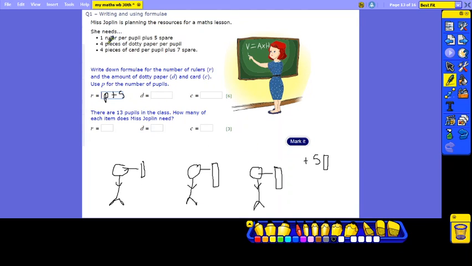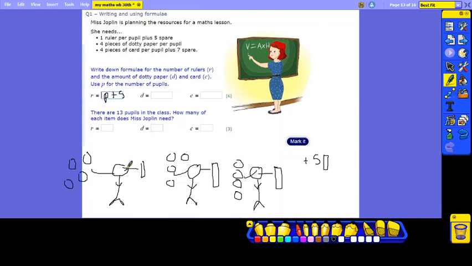Let's look for D. For each pupil, I've got 4 pieces of dotted paper. So I've got 1, 2, 3, 4 for this person. I've got 4 for this one, 1, 2, 3, and 4. I've got 4 for this one, 1, 2, 3, and 4. And nothing spare. So I know now that the relationship here is that for every pupil that I have, there is going to be 4 pieces of dotted paper.